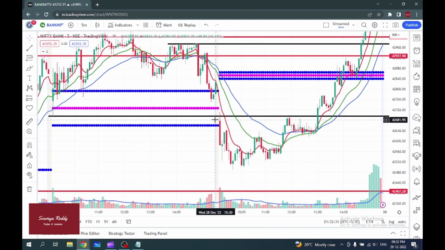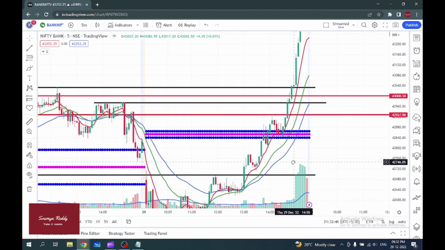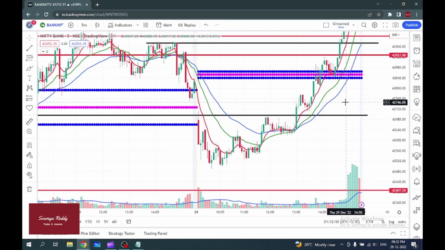Today the market opened with a slight gap down. After the gap down, it started to fall, and we could see a good reversal in the second half of the session. So now let's see where was my entry, where was my exit, and where was my stop loss.